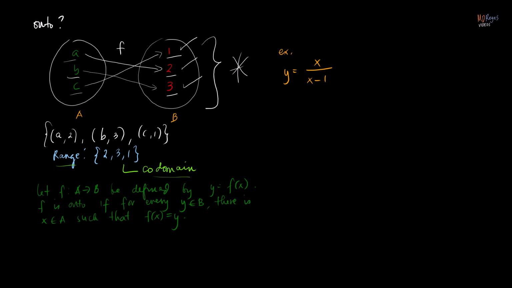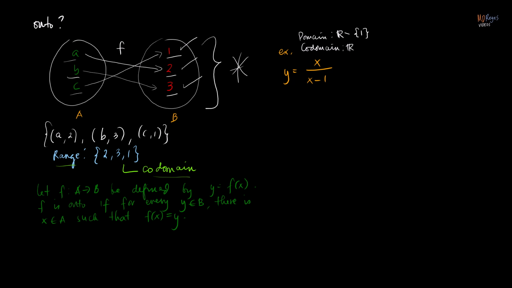Say for example, this function y equals x over x minus 1. Now assuming that this function is a mapping from the set of real numbers to the set of real numbers, meaning the domain is the set of real numbers and the codomain is the set of real numbers also. Or we can exclude 1 from the domain. Obviously, it's not included in the domain. Now remember that the codomain is different from the range.